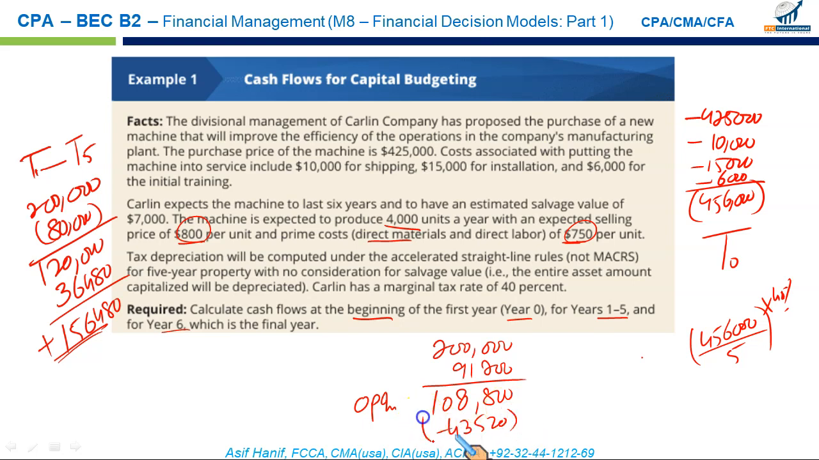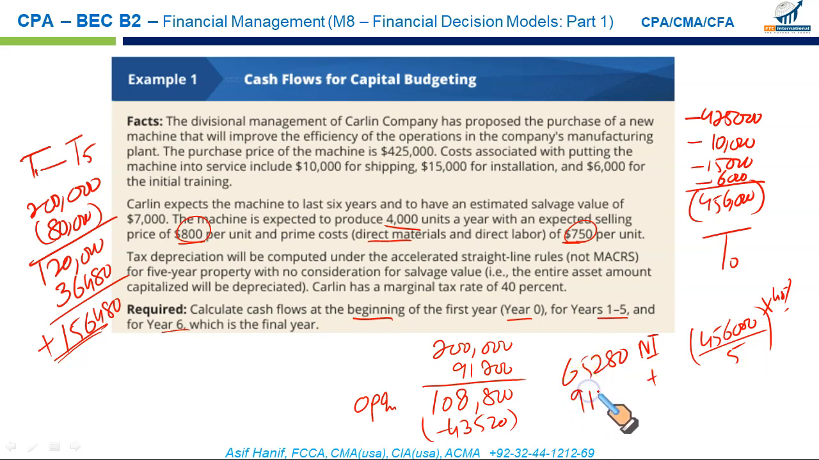So deducting this amount from 108,800 gives you 65,280. This is your net income. Operating income less taxes, 65,280. And to this net income, you add back the depreciation expense. If you remember, 456,000, the total amount of the asset capitalized, divided by 5, that is 91,000.